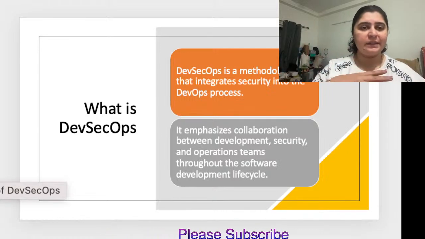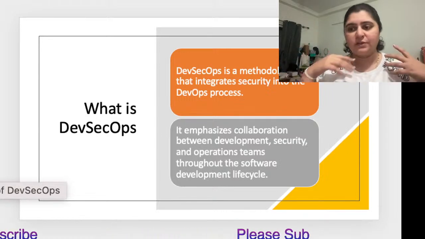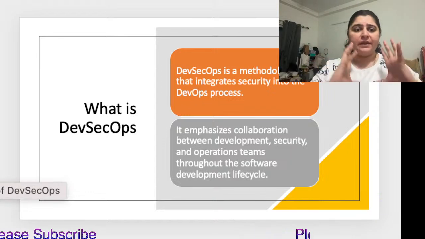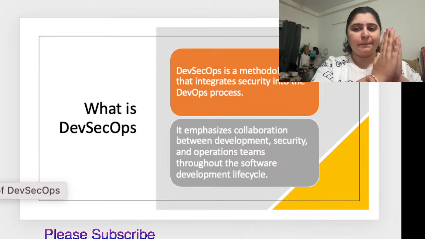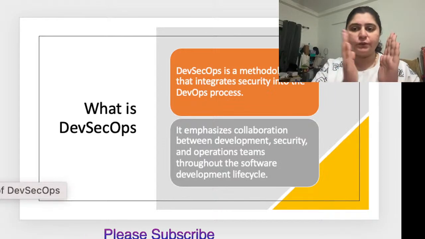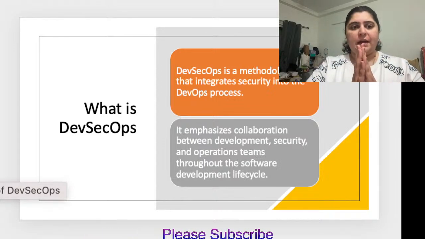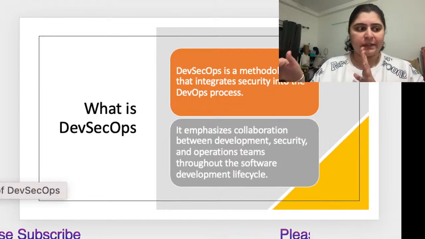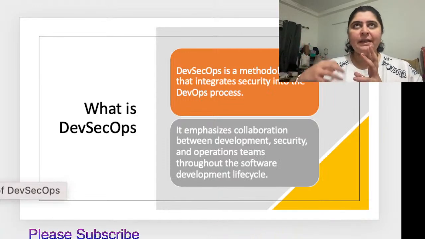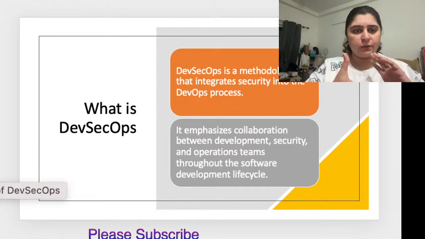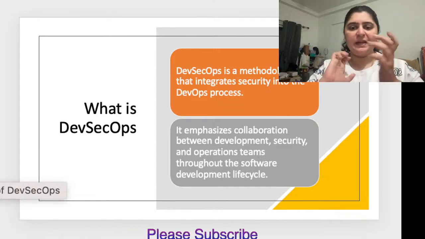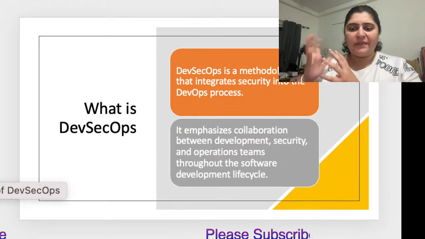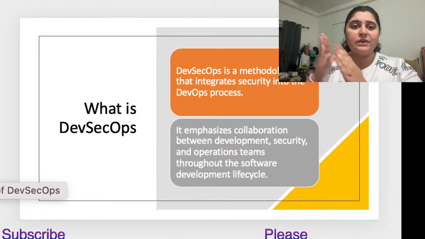So, in earlier times, if you guys don't know, there used to be code that used to be built, then it used to come to the QA team and operations team, and then it comes to the security team. And basically, what happens is first the code is made, then it is tested for quality, and then it is tested how secure it is.